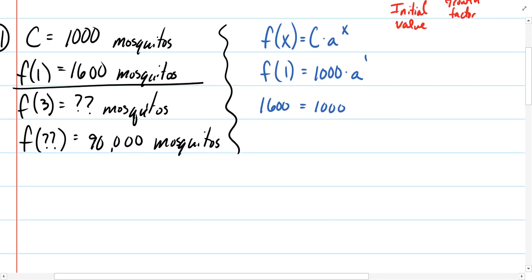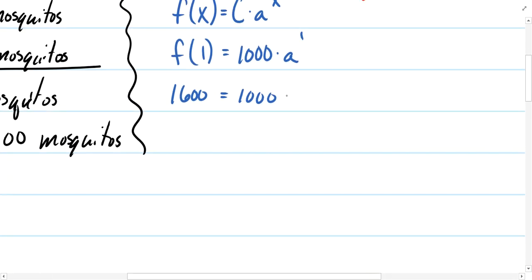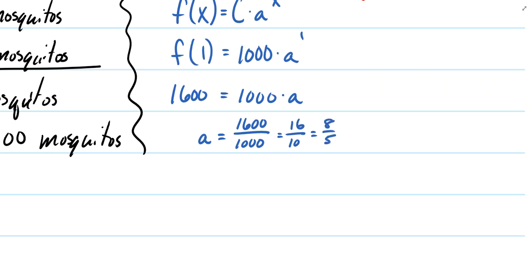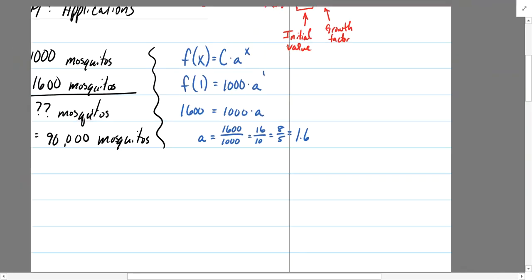So if 1,600 mosquitoes is equal to 1,000 mosquitoes times a to the first power, well then isolating a is going to be pretty easy. We simply divide both sides by 1,000. We've got 1,600 divided by 1,000, which would be, say, 16 divided by 10, which reduced even further would be 8/5. And if we wanted to use a calculator to obtain the decimal, we would have 1.6. And any one of those would be perfectly fine for an a value.